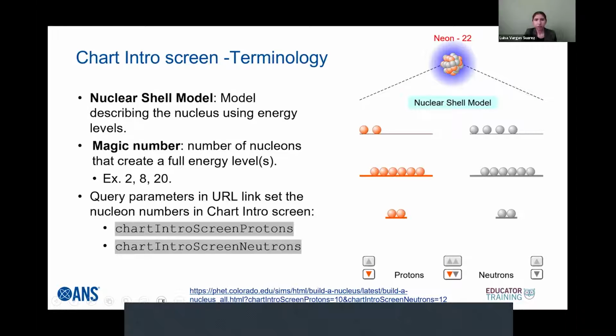Something that I missed earlier was that we can also see the concept of magic numbers here. And magic numbers are defined where you have a full energy level. So with these smaller nuclides, your first couple magic numbers are 2, 8, and 20. And these are relevant because they help with your stability. If you have singly magic numbers, you're more stable. Or if you have doubly magic numbers, which is both protons and neutrons that have their energy levels full, then you are even more stable generally.